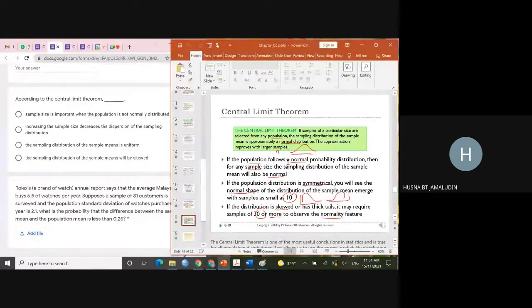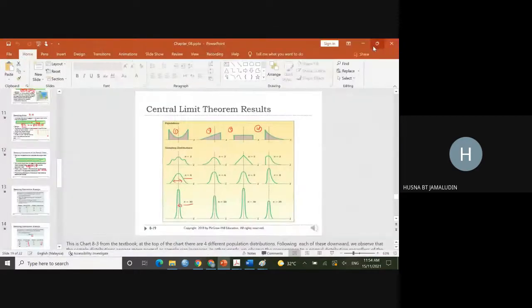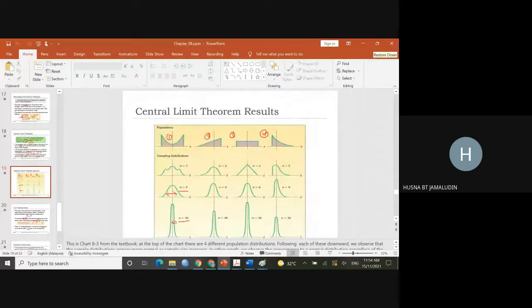Okay, so if you look at here, let me show here. Maybe I should make it bigger, right? So this is central limit theorem.